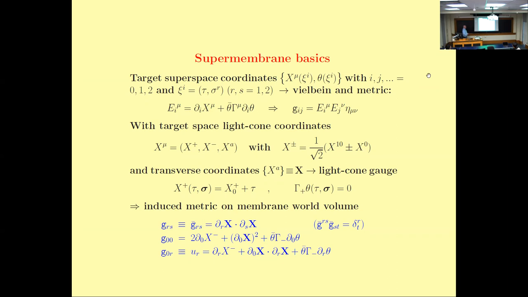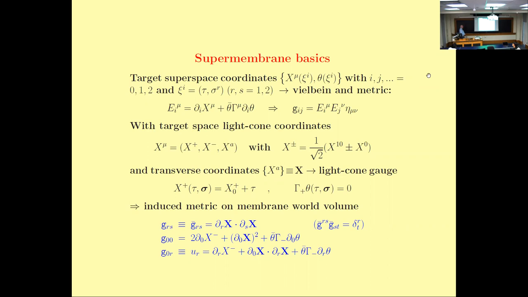With these formulas, you can calculate the induced world volume metric. And there's also a sort of vielbein field, which is a more elementary quantity, but which you need for the supersymmetric theory. Now, target space light cone gauge means that you split the coordinates like this, into transversal ones and X^plus and X^minus, where this is the usual definition. And then you equate the X^plus basically with the world volume time coordinate.